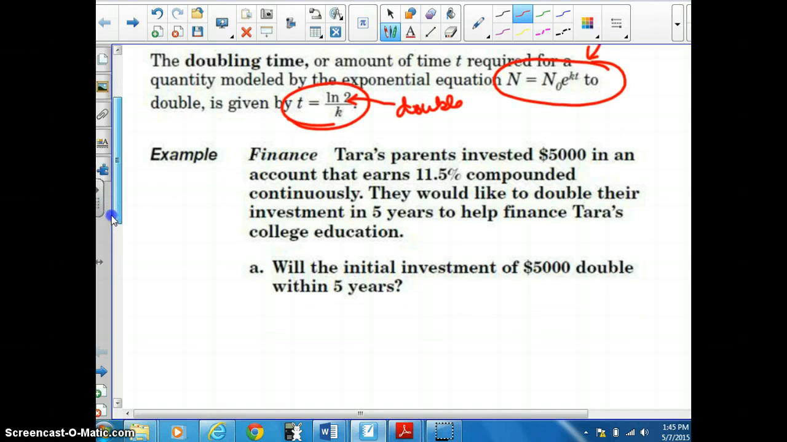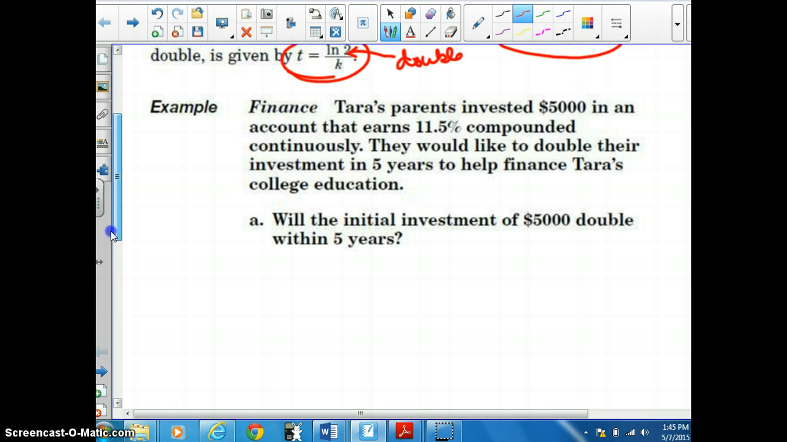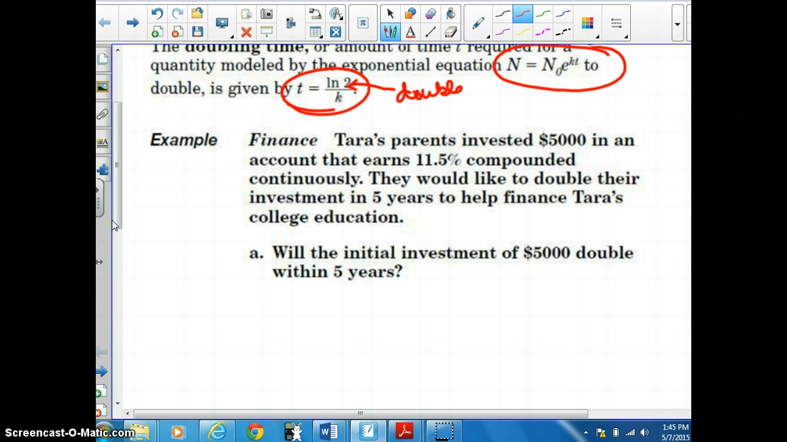So we have an example. It says Tara's parents invested $5,000 in an account that earns 11.5% compounded continuously. They would like to double their investment in 5 years to help finance Tara's college education. So A says, will the initial investment of $5,000 double within 5 years?